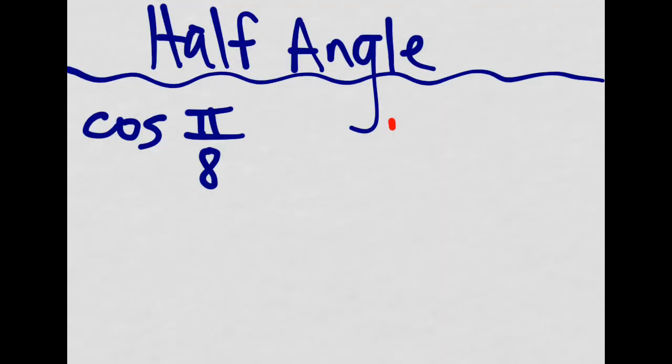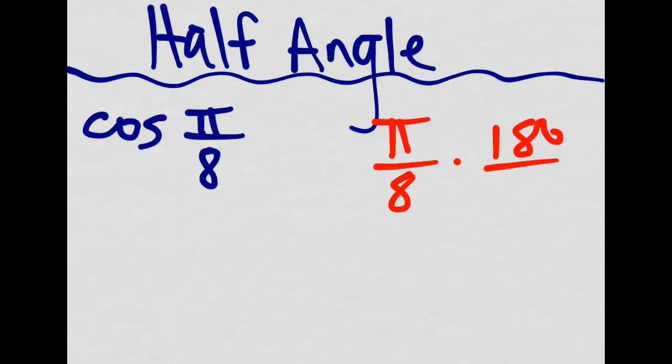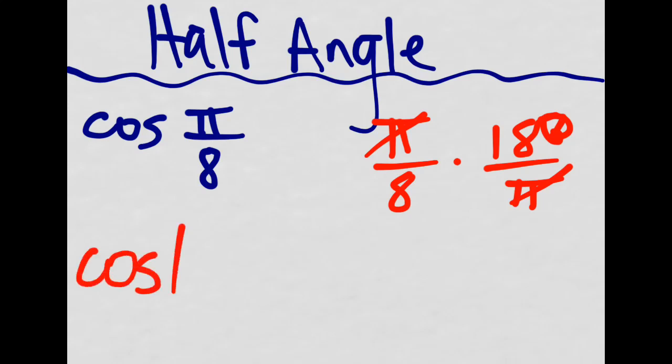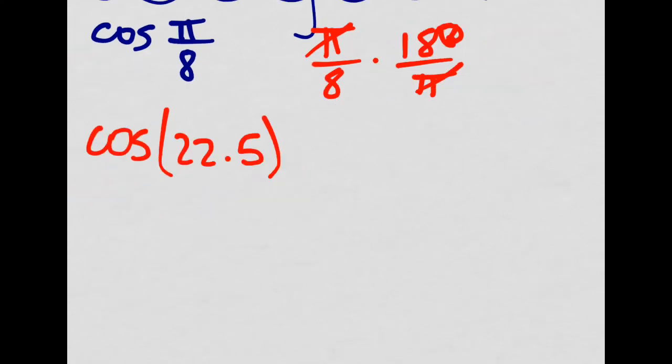We have to use pi over 8 times 180 over pi. So the pi's would cancel, and you'd have to do 180 divided by 8, which you'd have to work out. It's not even. So it's 22.5. What do I need to do with that?